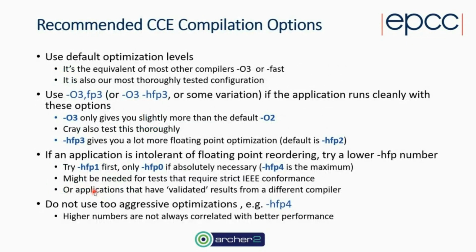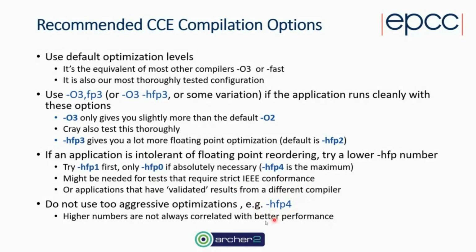For the Cray compiler, generally, it's pretty fast as it is, but if you want to try it out, you can turn up the optimization by using something like -O3, -hfp3, which will turn on some more aggressive floating point optimization. But if your application is intolerant to floating point reordering, like we've talked about, if you're really sensitive to machine precision operations, then you can turn that down as well. So -hfp1 or -hfp0.